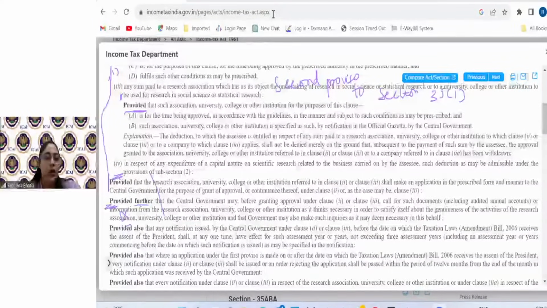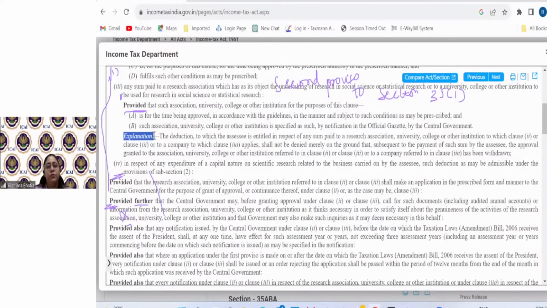Good. Now, what is an explanation, ma'am? Explanation generally is, if I say in simple words, a sort of clarification given to a particular subsection or a particular clause.